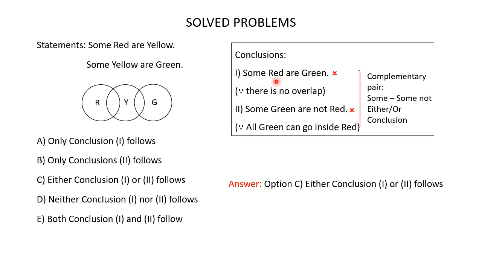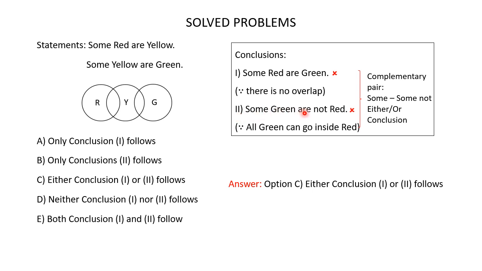Conclusion 1. Some red are green. So in this Venn diagram you have red here and green here. Clearly you can see that there is no overlap between red and green. So the conclusion some red are green is wrong. Conclusion 1 does not follow.